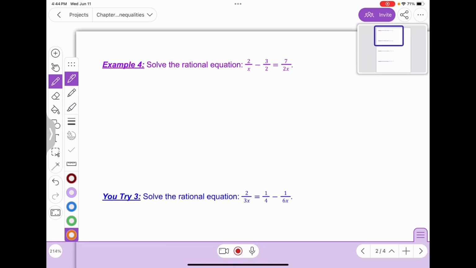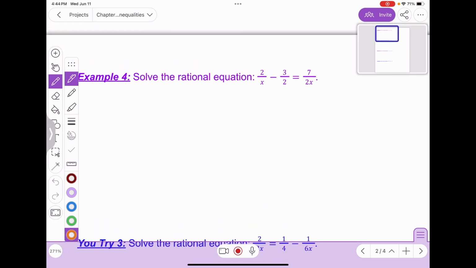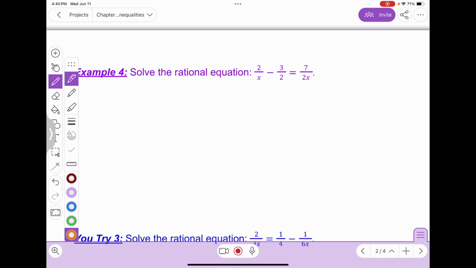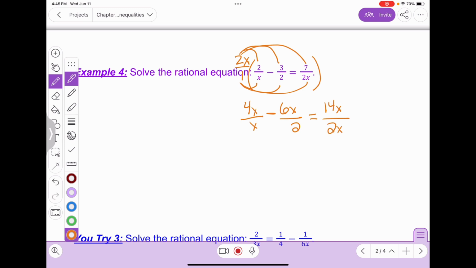All right, I'm going to do another one with you. So if we look at these on our denominators, we have a 2 and an x and a 2x. So let's multiply everything by 2x. So 2x over 1. 2x times 2 is 4x. 1 times x is x. Minus 2x times 3 would be 6x. 1 times 2 is 2. Equals 2x times 7 is 14x. 1 times 2x is 2x.